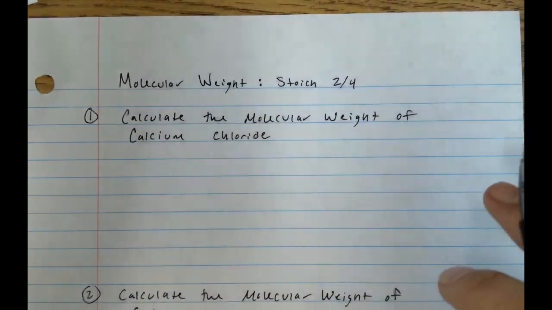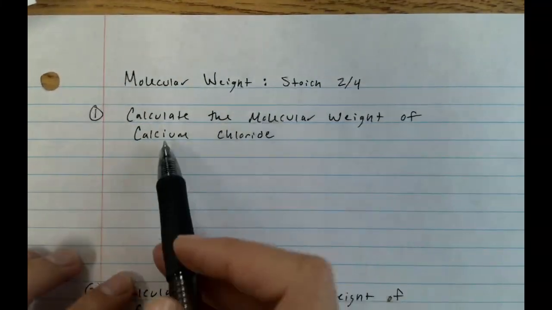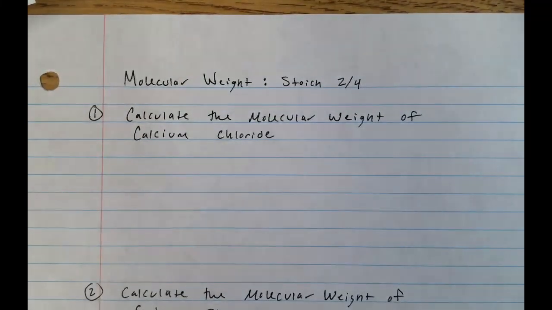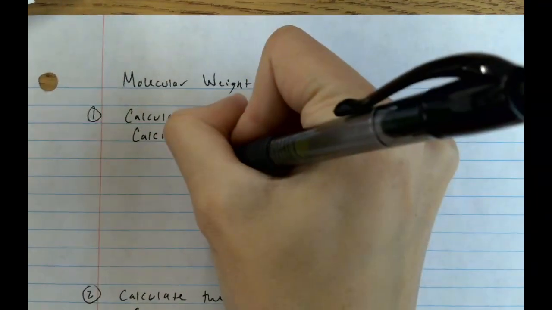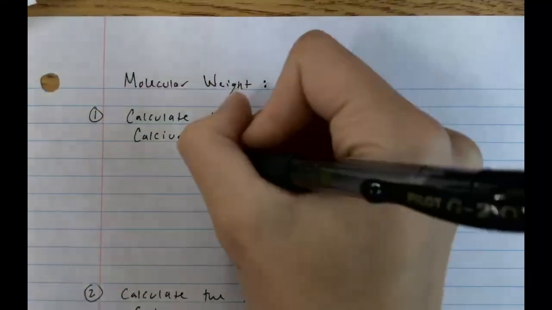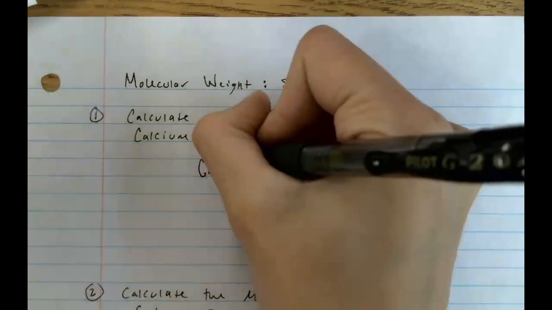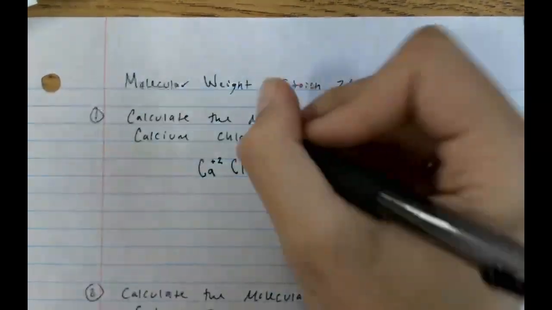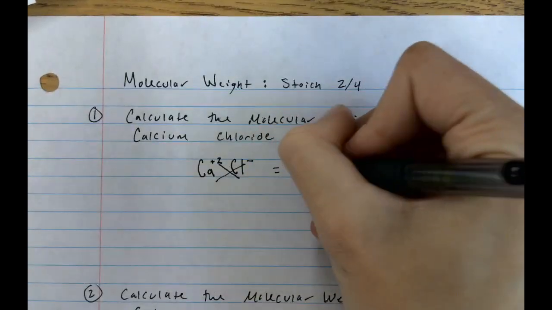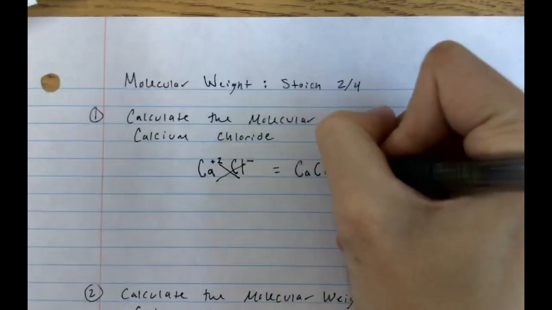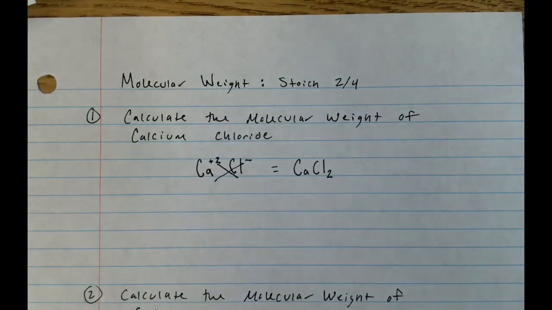So this is going to be the very basic understanding of molecular weight. So for example, we're going to calculate the molecular weight of calcium chloride. Your very first step is to figure out what the heck calcium chloride is. So we know that calcium is Ca, and it's in group 2, so it should have a charge of +2. Chlorine is Cl, and it's a halogen, so it has a charge of -1. So what I'm going to do is I'm going to crisscross, and that way I get the chemical formula. So we have CaCl2.